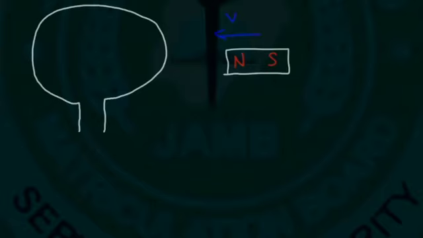Now, as we move the magnet into the coil, the magnetic flux, is it increasing or decreasing? Well, first we need to find the direction of the magnetic field. The magnetic field emanates away from the North Pole and enters the South Pole. So the magnetic field is going into the page. That's the external magnetic field.